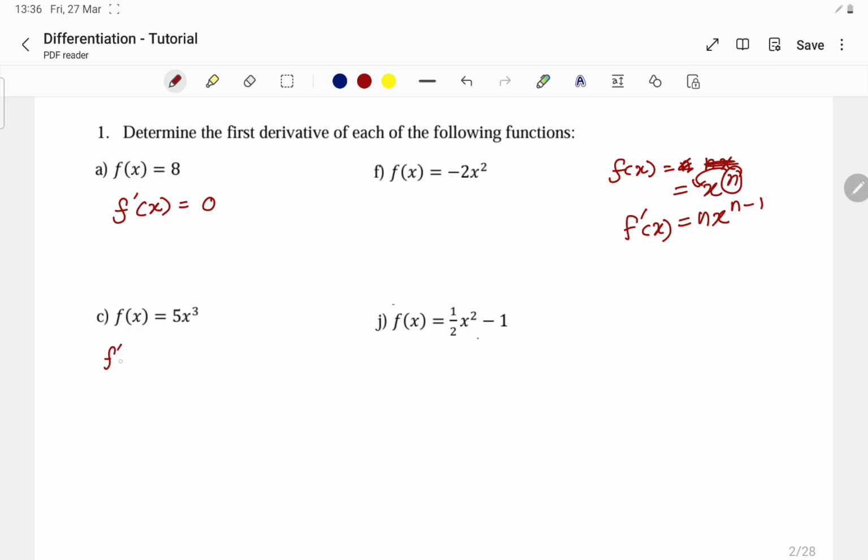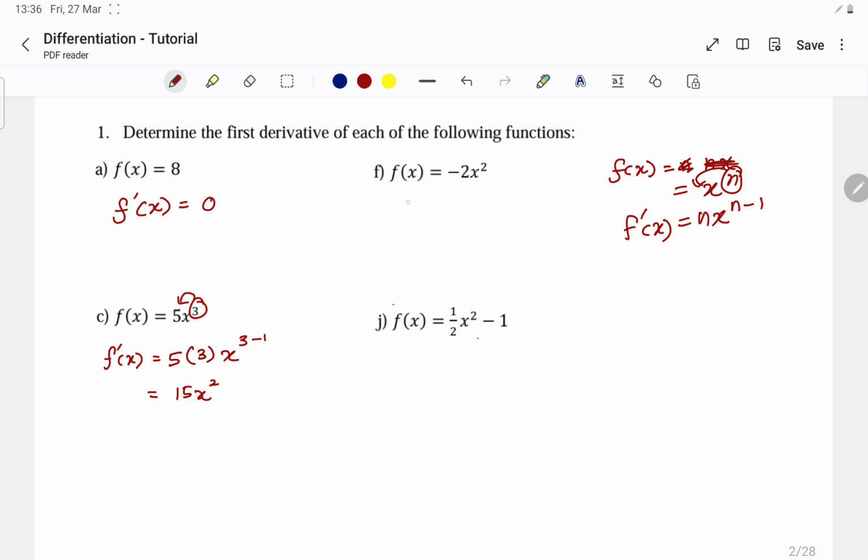So we have f prime x. Okay, and then here 5 you maintain, and then you bring 3 in front. So you multiply with 3, x to the power of 3 you copy, and then the power you minus 1. You're going to get 15x to the power of 2.